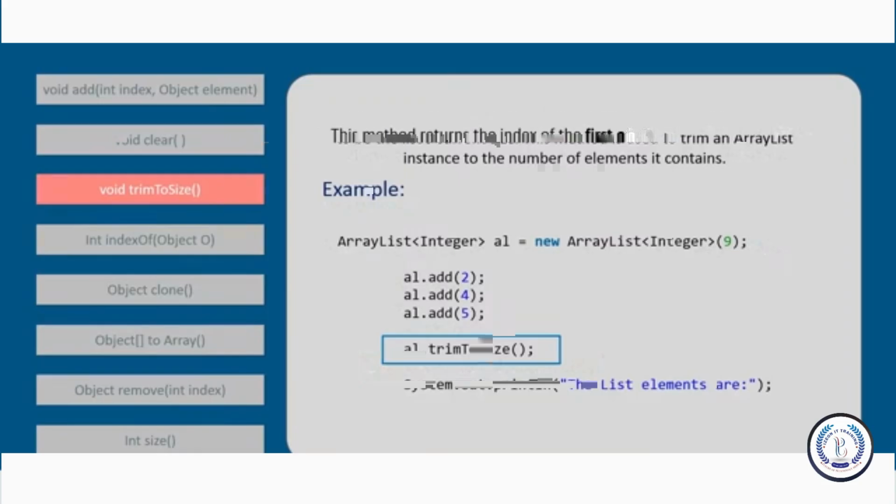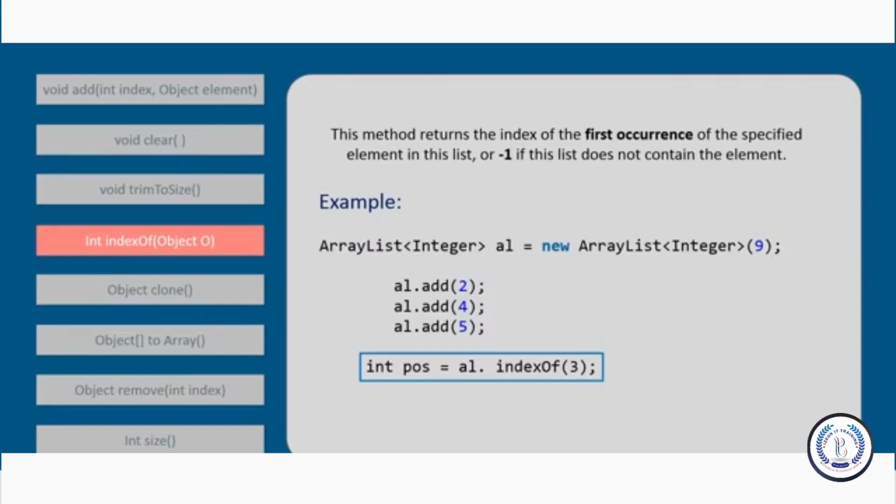Next, indexOf. This method returns the index of the first occurrence of the specified element in the list. If that element is not present in the list, then it returns -1. Suppose in this case, if you want to return the index of 5, and if you write here 5, then it will return index 2, because the indexes are 0, 1 and 2. But if you try to find the index of 3, which is not present in the array list, then it will return -1. That is, it returns -1 if the list does not contain the particular element.